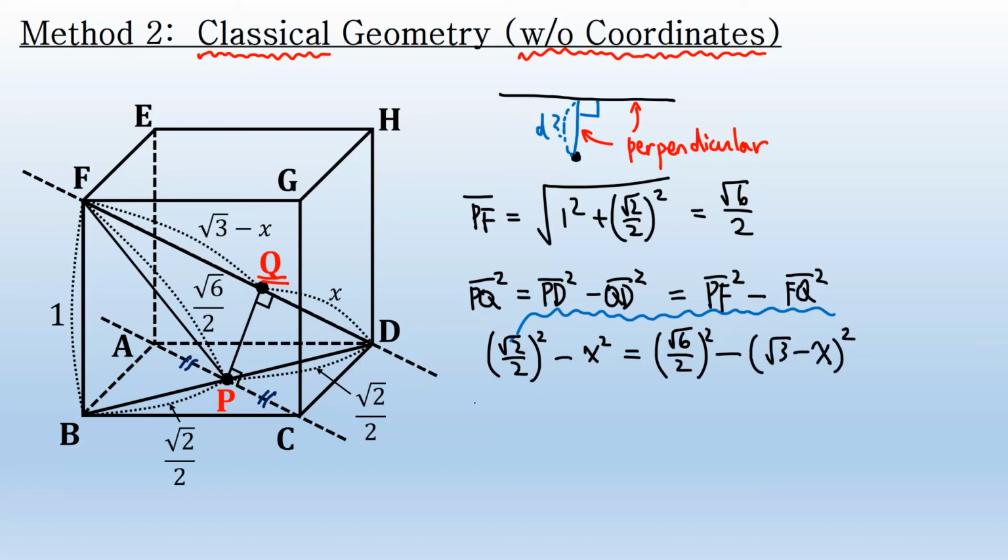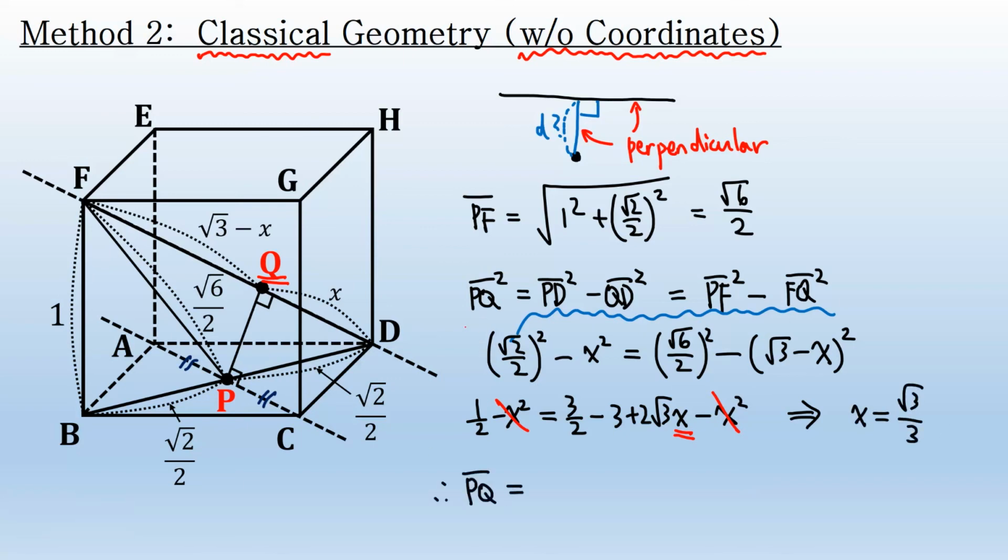So if we expand, we obtain 1/2 - x^2 on the left hand side, and 3/2 - 3 + 2 times square root of 3 x - x^2. So we can cancel out these x^2, so we have x only here. So if we solve this, we obtain x equals square root of 3 over 3.